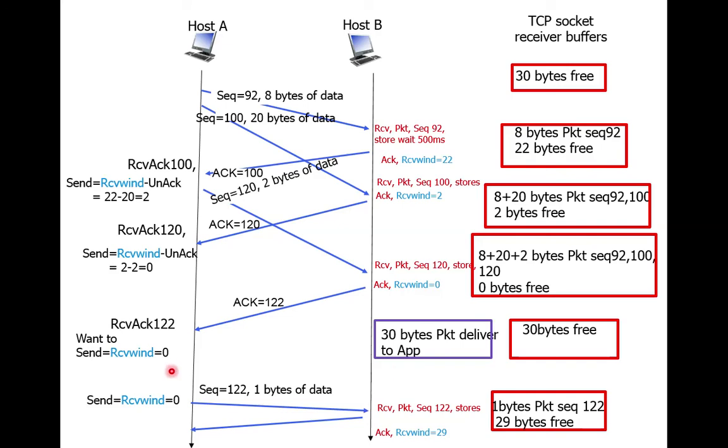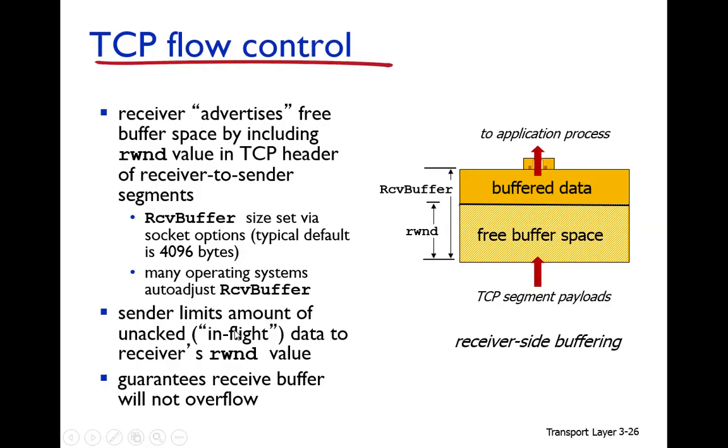So when host A receives window 0 and wants to send data, host A will send a small packet of 1 byte. If it is lost, it is not a problem, it is a small packet. But if it is not lost and it is received and buffer is available, it will let us know how much buffer space is now free. Okay, so this is how flow control works.